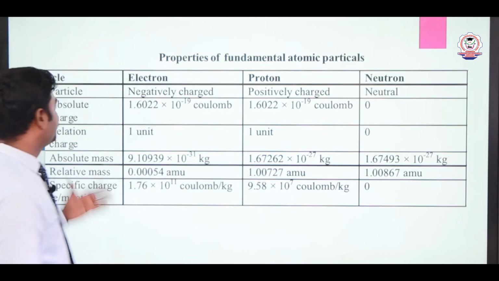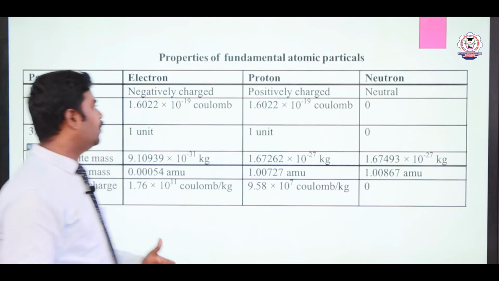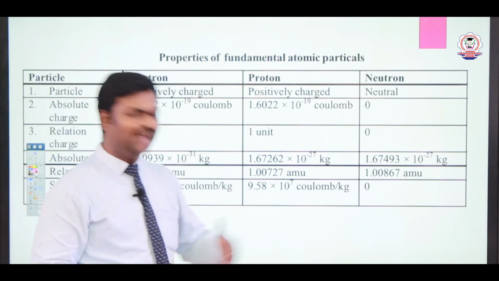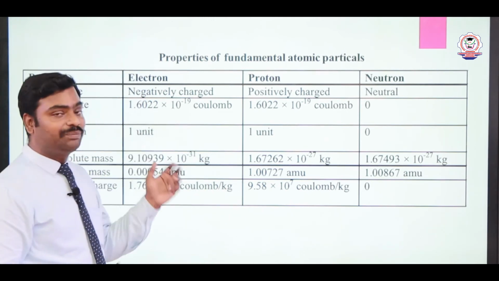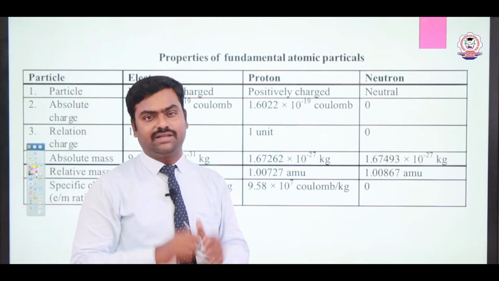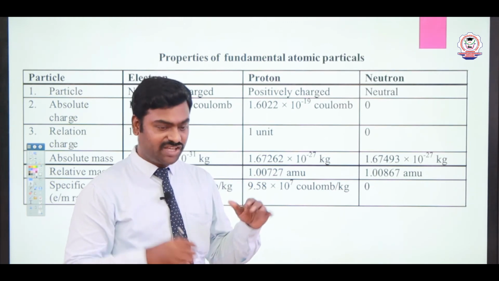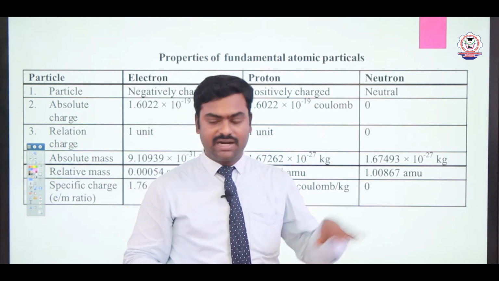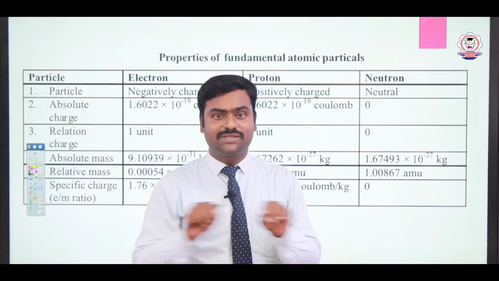The first property, absolute charge of electron. What is it? It is minus 1.602 × 10^-19 coulomb, whereas the proton is positively charged, right? But the electron is negatively charged. So it is minus 1.602 × 10^-19 coulomb, whereas the proton has the positive charge, plus 1.6022 × 10^-19 coulomb. See, they are equal in charge. So in every atom, the number of electrons and the number of protons are always equal. Then only it will make a neutral atom.